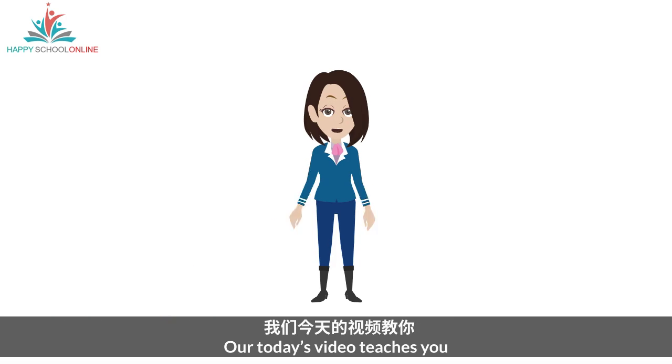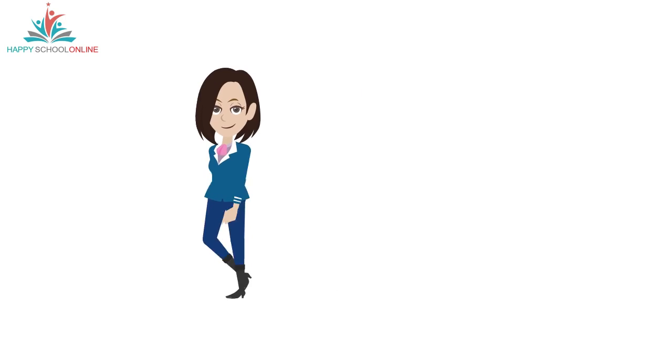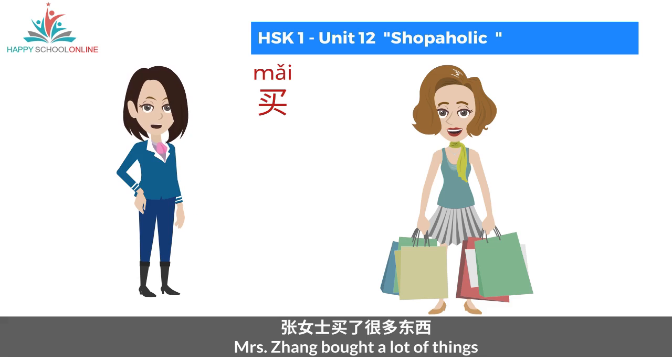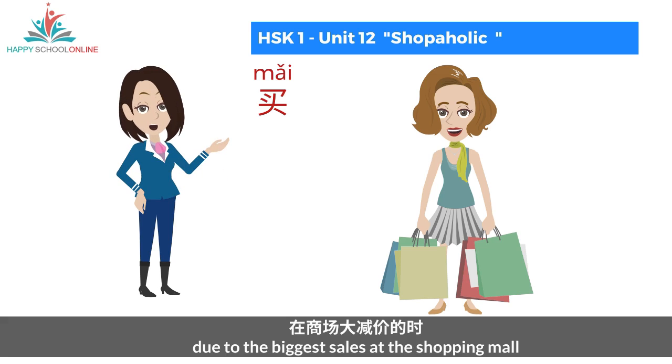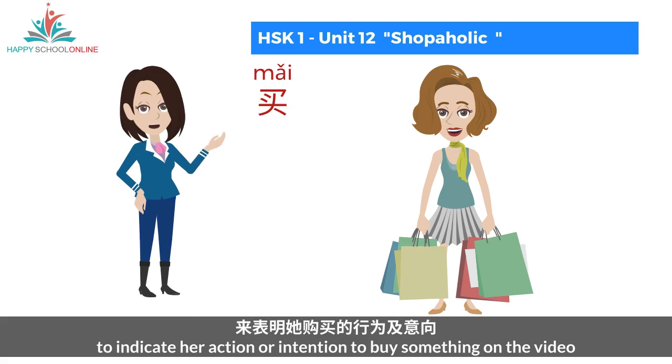Our today's video teaches you how to buy something in Mandarin. You might have watched our HSK Level 1 video. Mrs. Zhang bought a lot of things. Due to the biggest sales at the shopping mall, she often uses the Chinese character 买 to indicate her action or intention to buy something on the video.